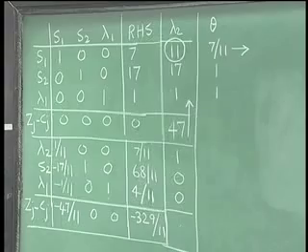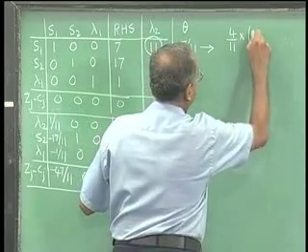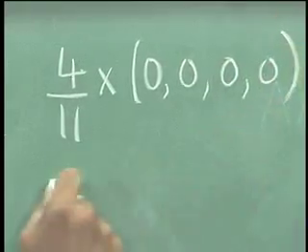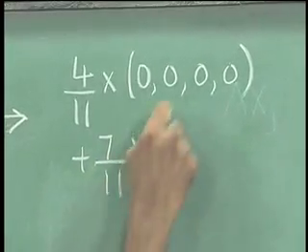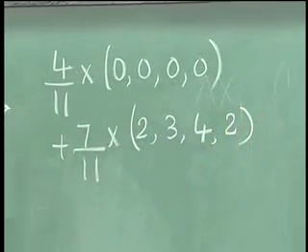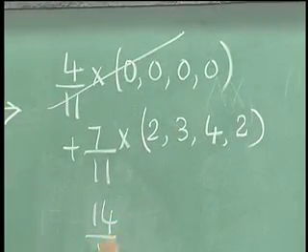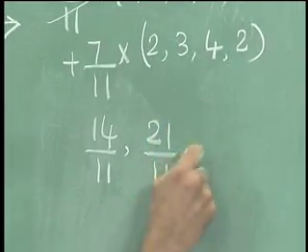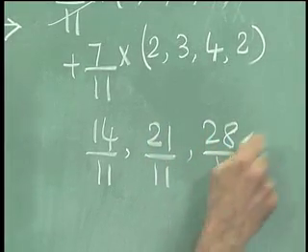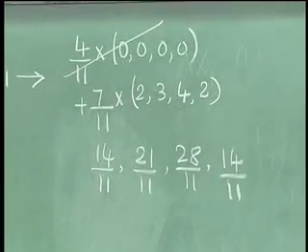that we are looking at is 4 by 11 into 0 0 0 0 plus 7 by 11 into lambda 2, which is 2 3 4 2. This is all 0. So, the point is 14 by 11, 21 by 11, 28 by 11 and 14 by 11. This is the point we are right now looking at.